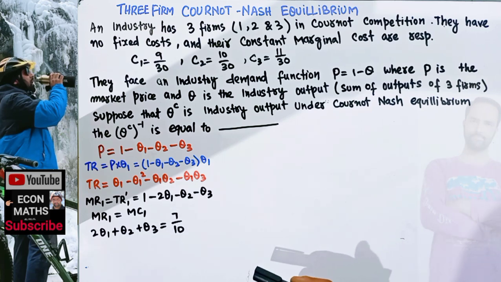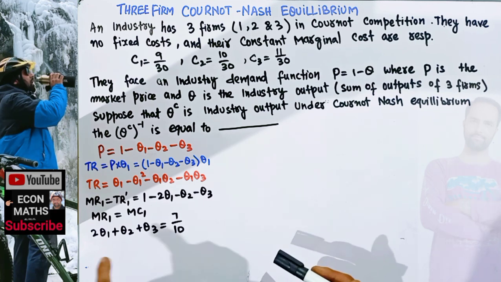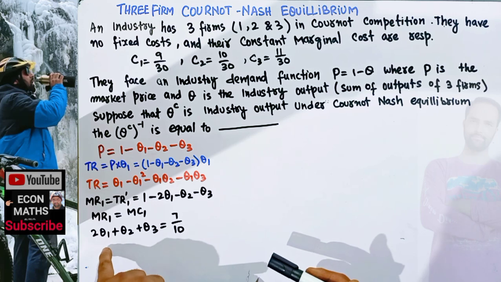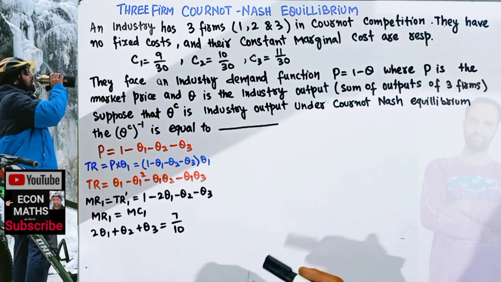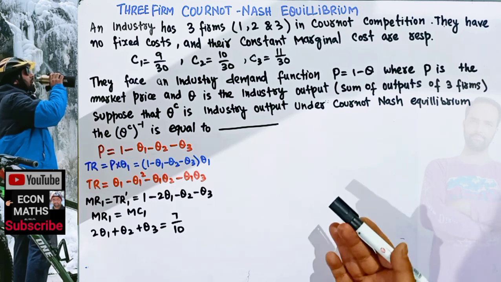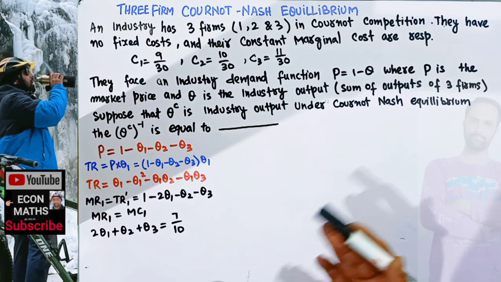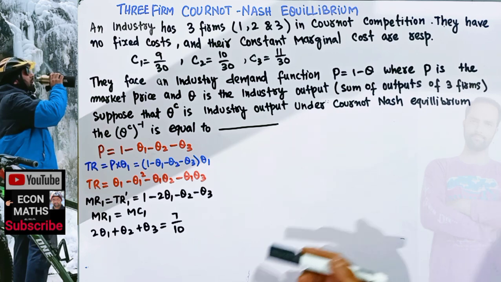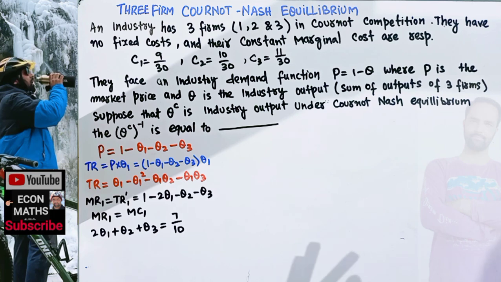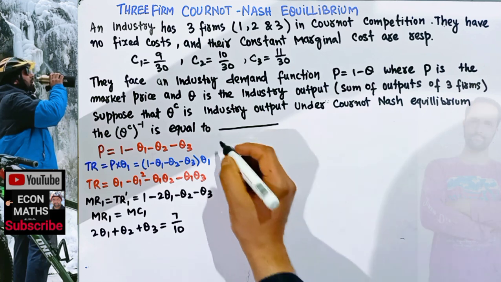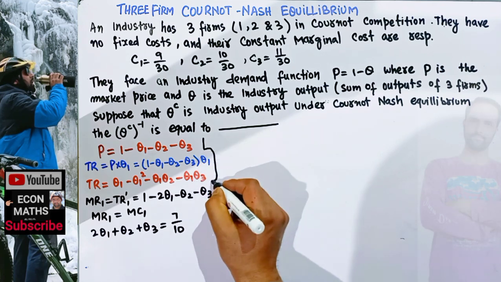That means by reaction function what we mean is the output level decided by firm 1 when firm 2 and 3 have decided some level of output to be produced. Okay, we don't need to find out the reaction function here. Let us say this is our one equation. After that, let's take firm 2 into consideration.